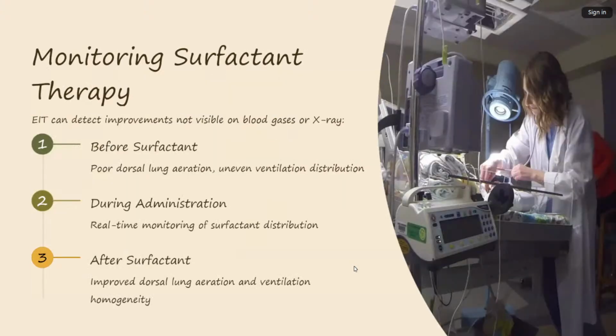Monitoring surfactant therapy. EIT can detect improvements which are not visible on blood gases or on conventional imaging. So before surfactant, the poor dorsal lung aeration and uneven ventilation distribution can be seen, and during administration, real-time monitoring of surfactant distribution can be studied. And after surfactant, improved dorsal lung aeration and ventilation homogeneity. All these things can be studied in detail.